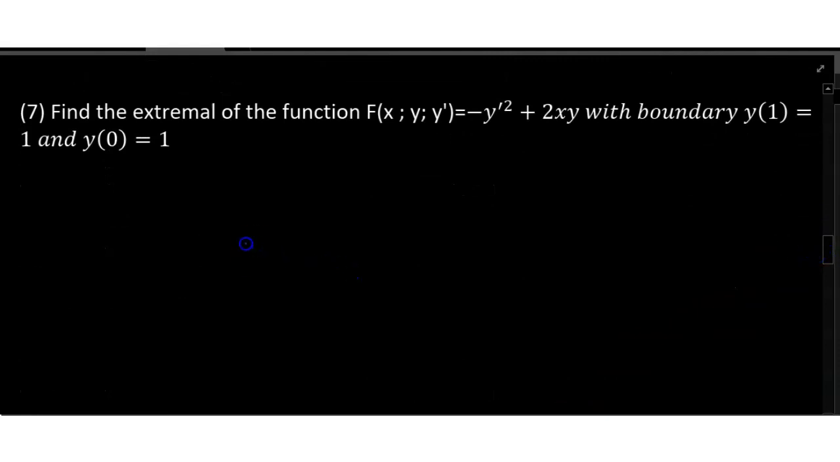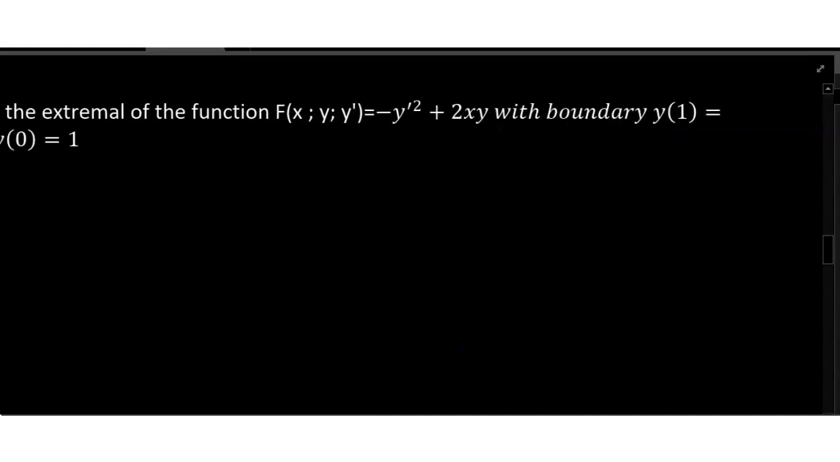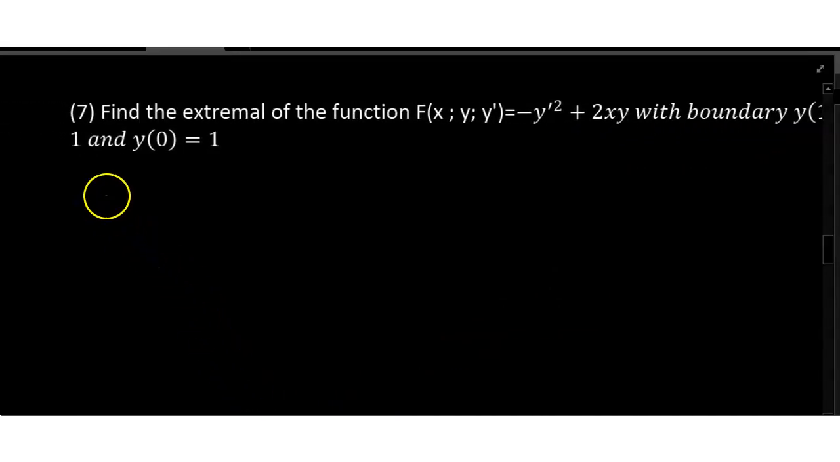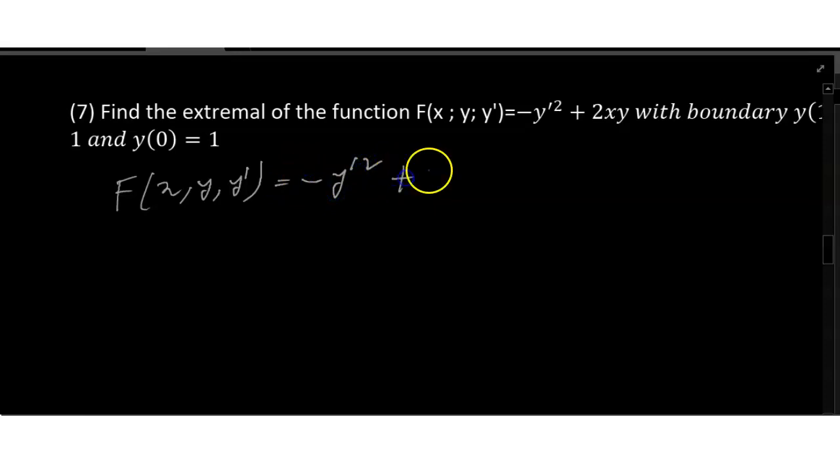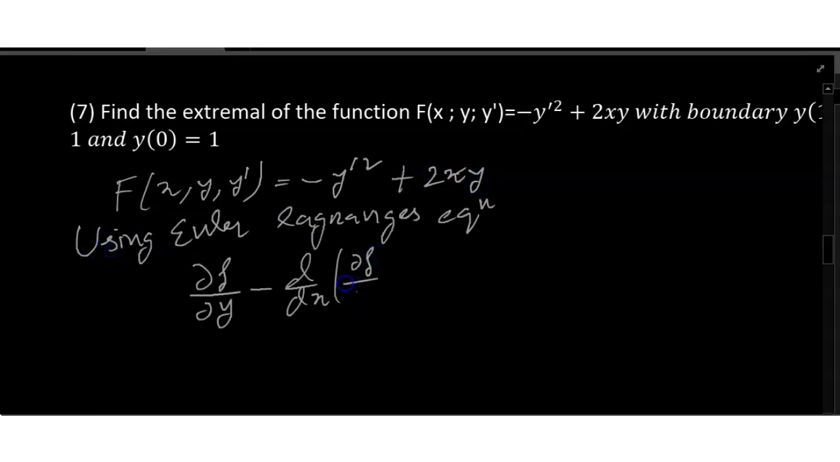Next problem, friends. Next problem is Euler Lagrange's formula. Find the extremal of function f(x, y dash) equal to minus y dash whole square plus 2xy with boundary y1 equals 1, y0 equals 1. So our problem is f(x, y dash) equals y dash whole and 2xy, and using del f by del y dash equals 0.